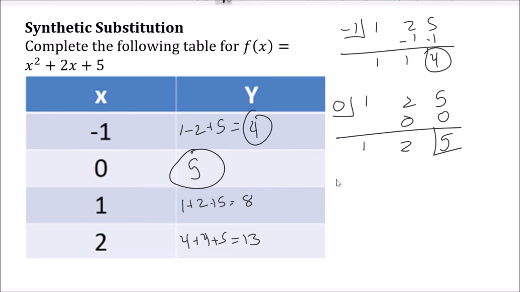Interesting. What if you plug in a 1? Coefficients are 1, 2, and 5. Bring down the 1. Multiply by 1 and get 1. Add them and get 3. Multiply by 1 and get 3. Add them and get 8.